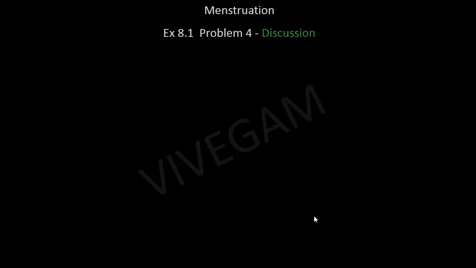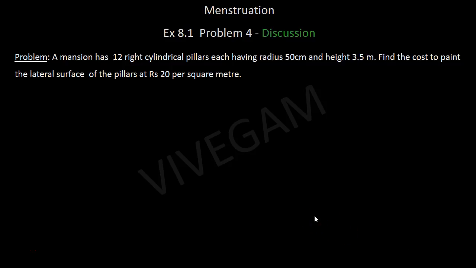Exercise 8.1 problem 4 discussion. Let me read the problem. A mansion has 12 right cylindrical pillars, each having radius 50 cm and height 3.5 meters. Find the cost to paint the lateral surface of the pillars at ₹20 per square meter.